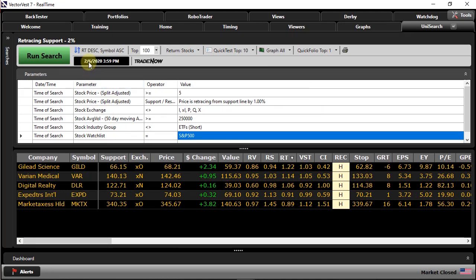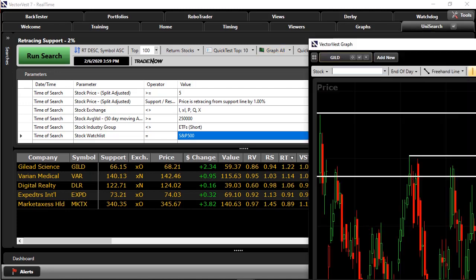Now here is the edge that you as a VectorVest subscriber have. The list is sorted by RT descending. So RT measures the short-term price trend of the stock. And you might be wondering, well, if price is retracing from support, that means that it's recently fallen and bounced off of a support level. So why would I sort by RT descending? Well, let me show you the charts.